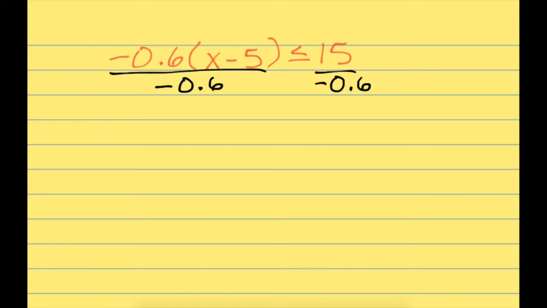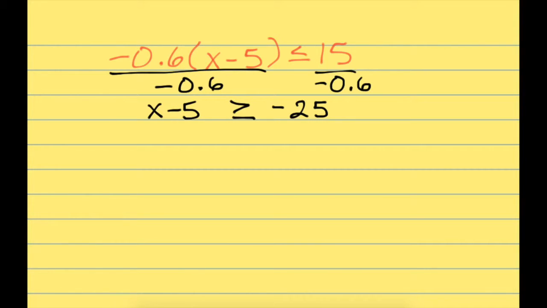If we do that, we're left with x minus 5 on the left, and what do we have on the right? Negative 25. Now, since we divided by a negative, we need to switch the direction of our sign. If we'd used the distributive property, eventually we would have still divided by a negative, and we still would have had to switch our sign just at a different step.